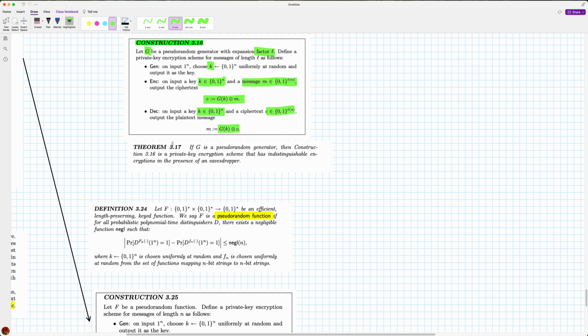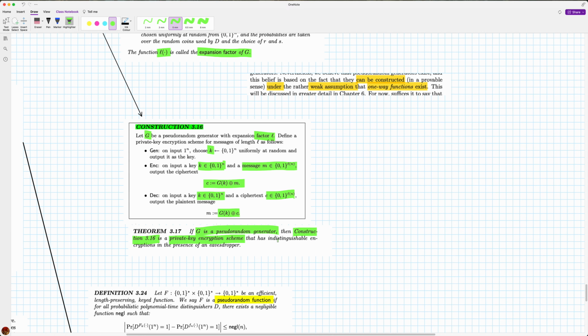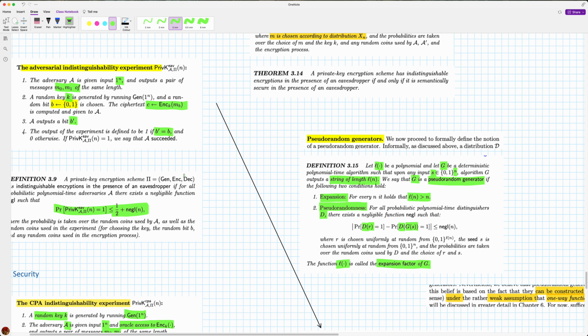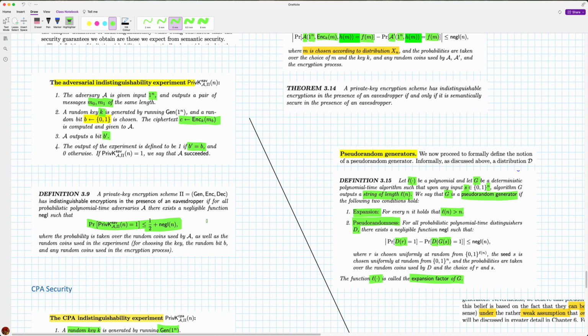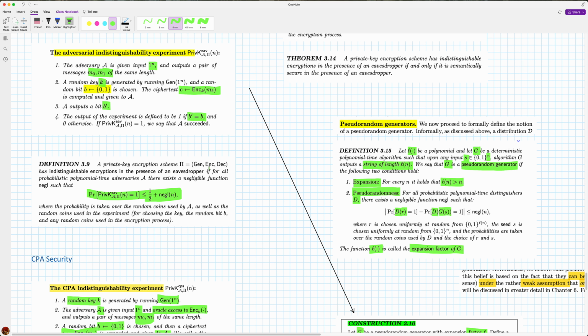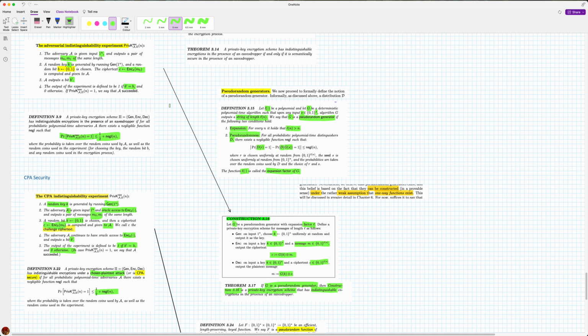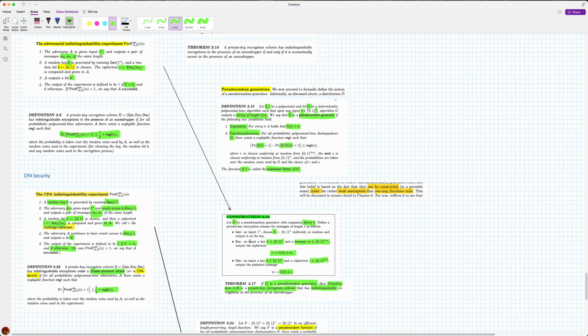And the theorem says that as long as the pseudo-random generator is secure, then this construction satisfies our definition of private key encryption, which satisfies indistinguishable encryptions. This definition over here, right? So that's what the arrow was pointing to. So that's the construction for indistinguishable encryptions.